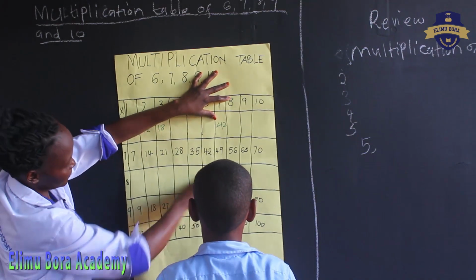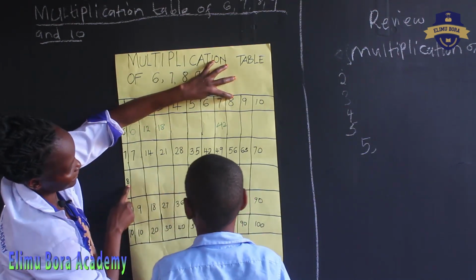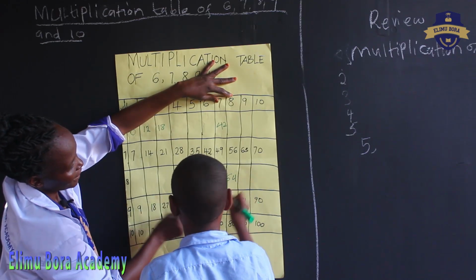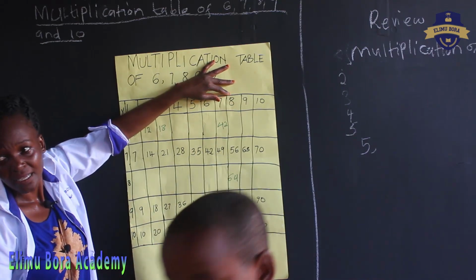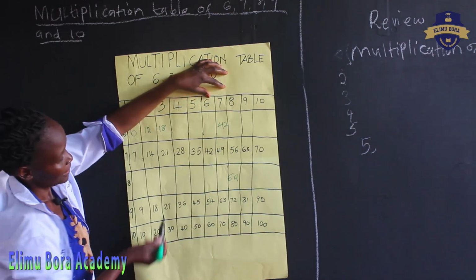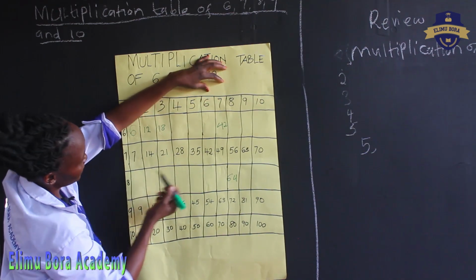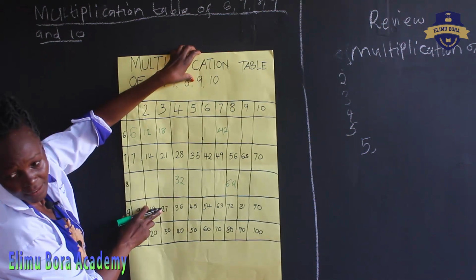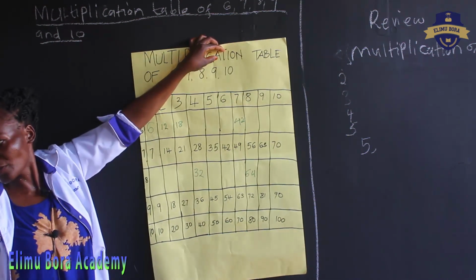Kaja kidogo. 64. So it is here. It is 64. Clap for him. Clap for him. Now 8 times 4. It is 30. It is 30.